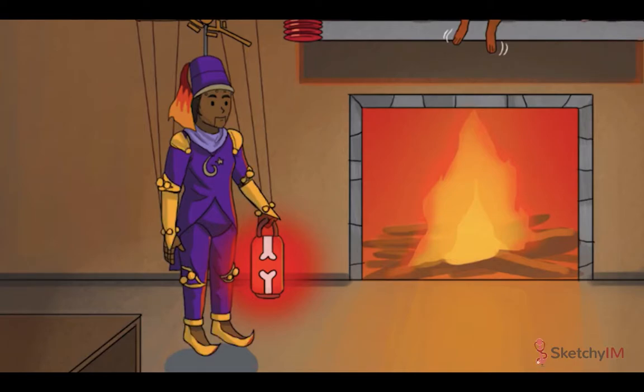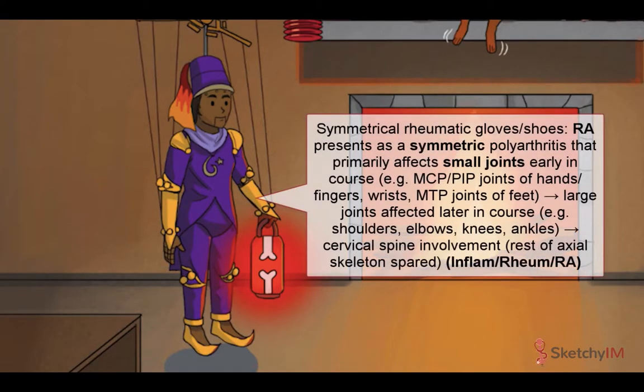RA usually has an insidious onset and tends to affect smaller peripheral joints earlier in the course of disease, including the MCP and PIP joints of the fingers, the wrists, and the MTP joints of the toes. As the disease progresses, the elbows, shoulders, ankles, and knees are commonly affected. And that inflamed neck scarf is a reminder that the cervical spine is also common with long-standing disease, though the rest of the axial skeleton is typically spared.